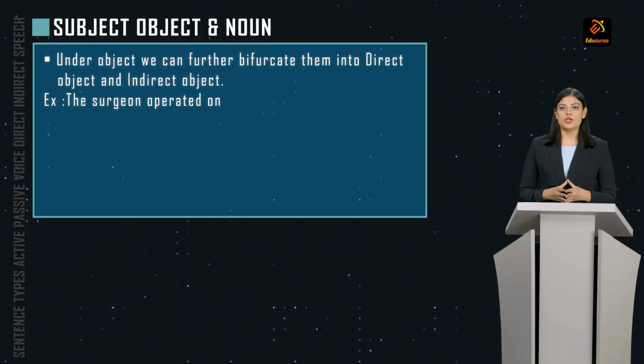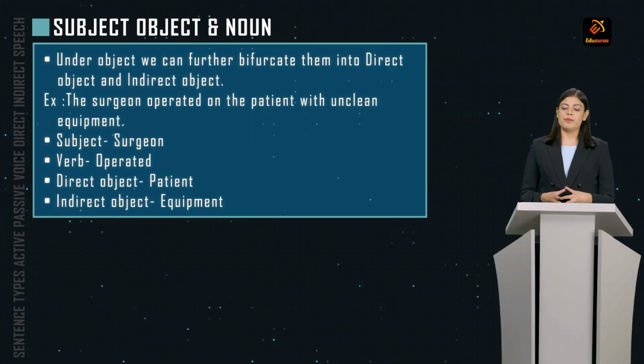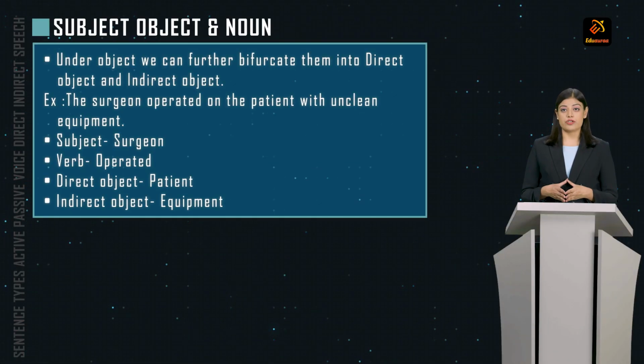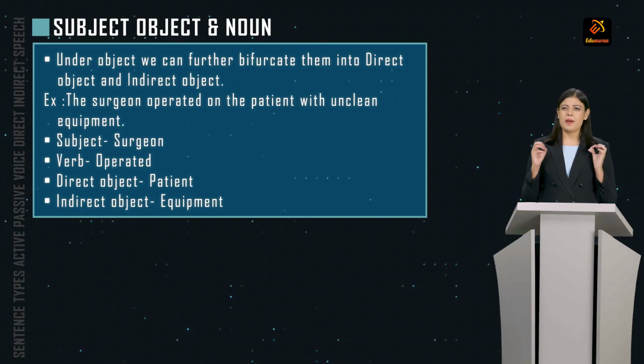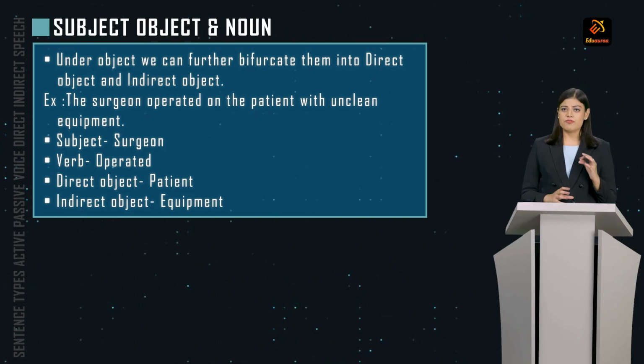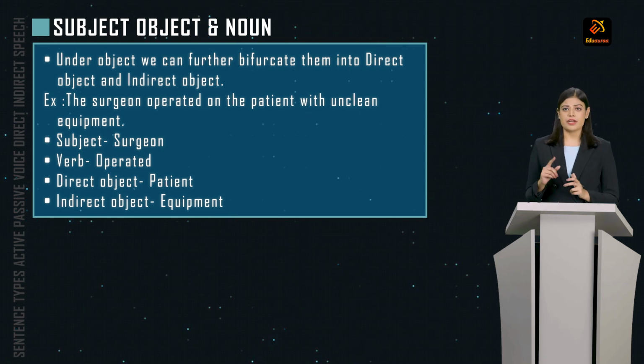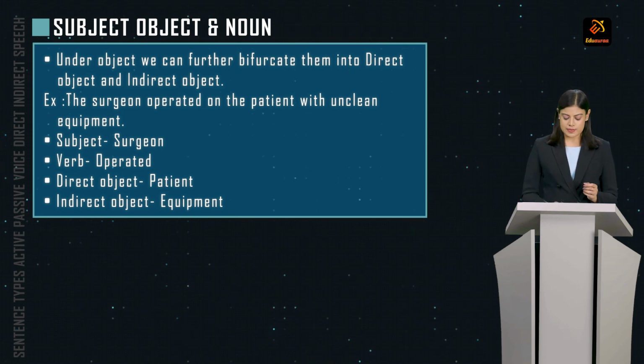So you have your nouns, you have your subjects, you have your objects. Now under objects, we can further bifurcate them into direct object and indirect object. This is a very basic concept, the difference between direct object and indirect object. Let's take the sentence. Now what is the difference between direct and indirect objects? We can understand this basic concept through a simple example.